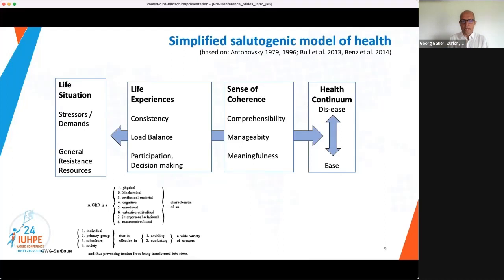At the core, there is still certainly the sense of coherence, my orientation towards life. When I have a strong sense of coherence, then on the very left-hand side, in diverse life situations, I will reassess stresses as something I can deal with. I will be able to identify and also use the key resistance resources to deal with the stressors. And by doing so, I will have this life experience where my life provides me some consistency. I will have this load balance between stressors and resources which help me to deal with these stresses, so they are in balance.